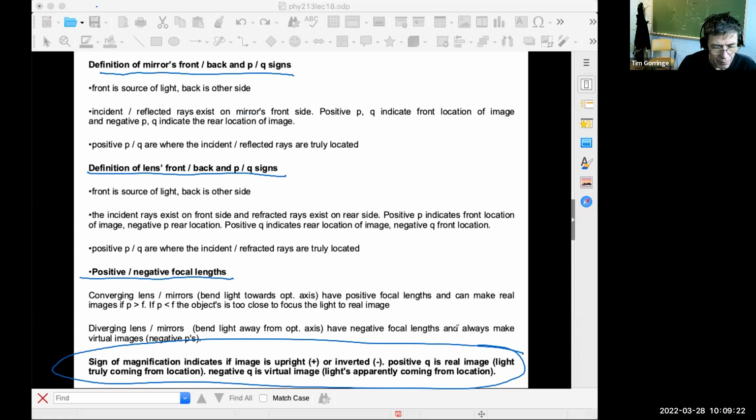Anyway, that's a brief run through the signs of the various quantities involved in mirrors and lenses and understanding the images of objects formed by mirrors and lenses. We talked about the image and object distances and their signs, and how they're connected to the image's or object's location with respect to where the incident, reflected or refracted rays actually live. Then we talked about the focal length and how that's connected to whether the mirror or the lens is diverging or converging. And finally, we talked about the magnification and whether the image is upright or inverted.